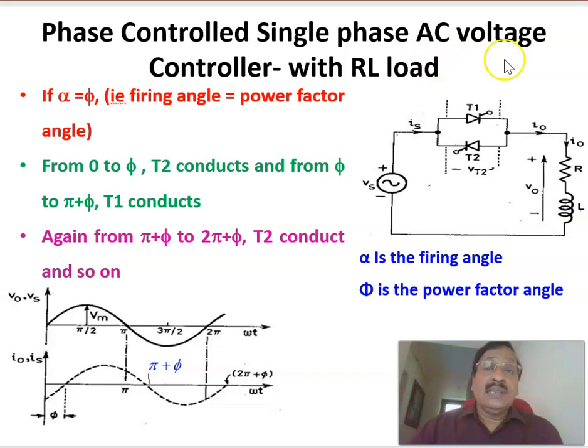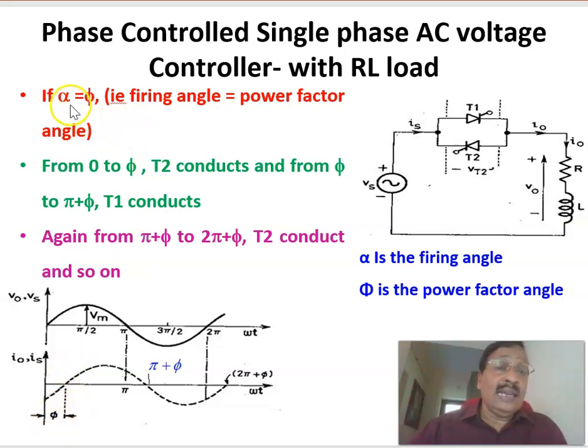Now, continuing the phase control AC voltage control with the RL load, same circuit here. Two terms are to be defined. One is the firing angle of these thyristors T1 and T2. The second factor to be considered is the power factor of the load. What is the power factor of the RL load? Phi is the power factor angle of this load. We can see this is the input voltage and this is the input current, and therefore this angle is the power factor angle phi.